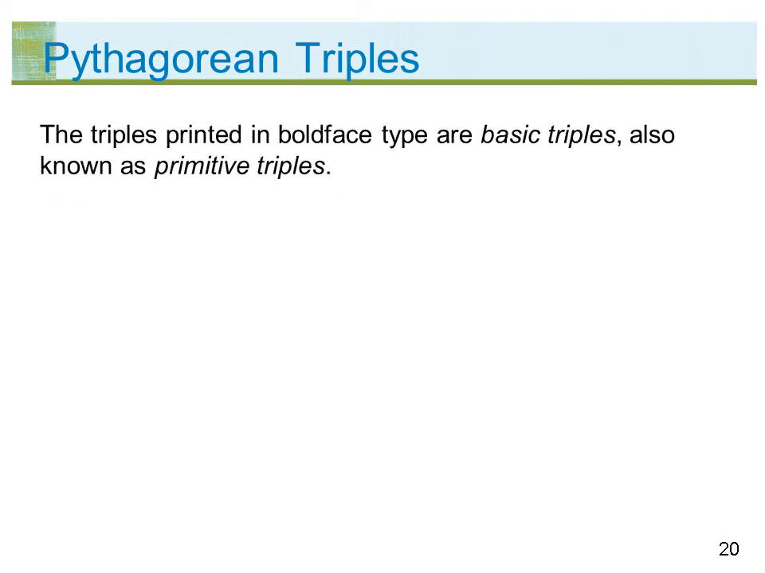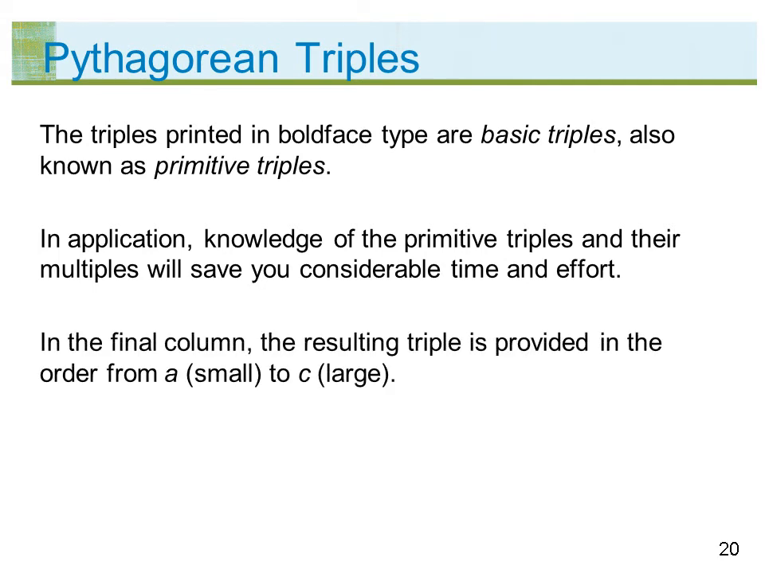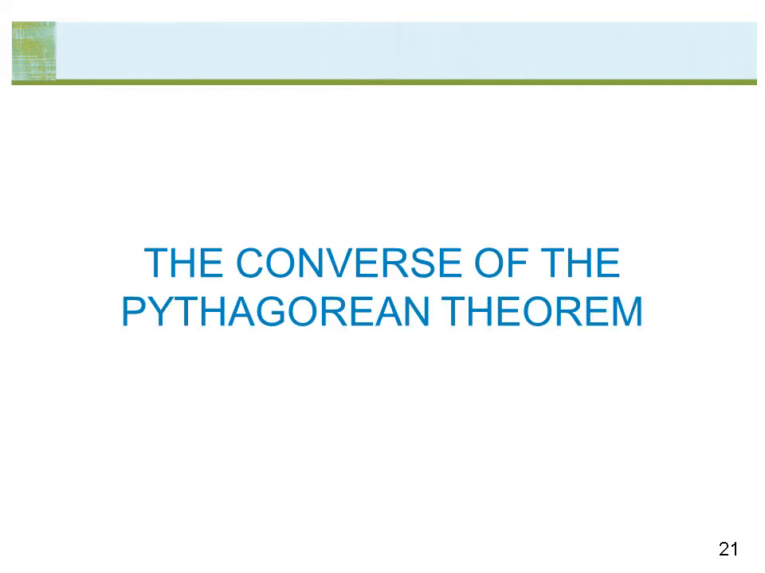The triples printed in boldface type are basic triples, also known as primitive triples. In application, knowledge of the primitive triples and their multiples will save you considerable time and effort. In the final column, the resulting triple is provided in the order from a, small, to c, large.